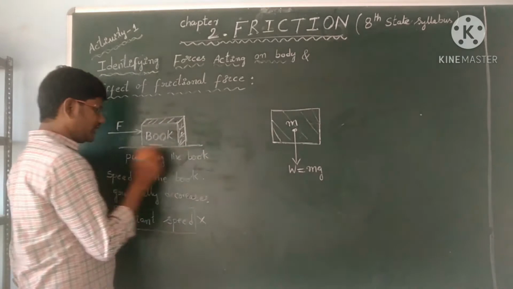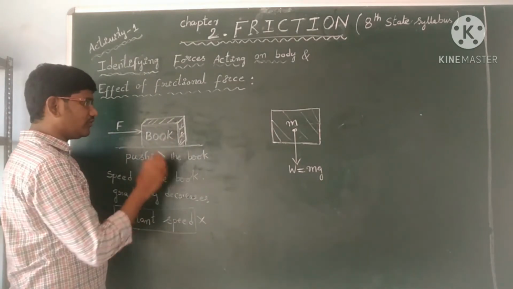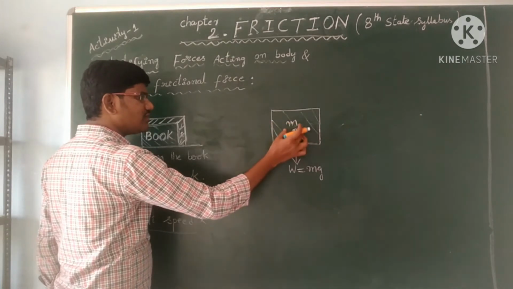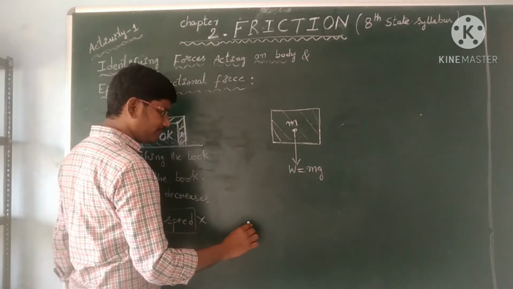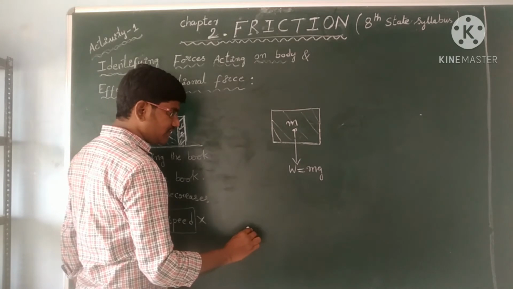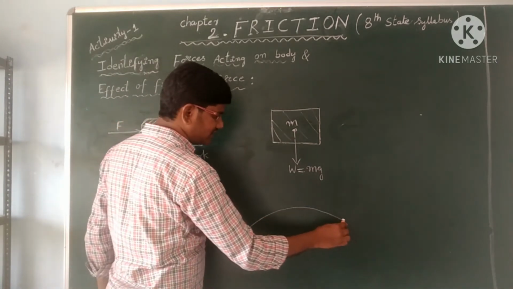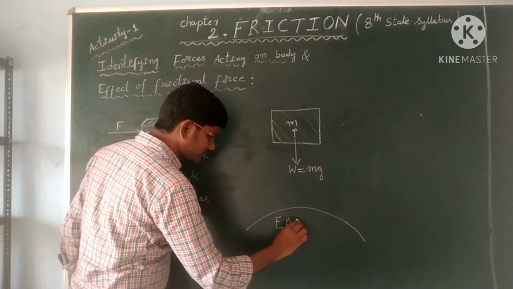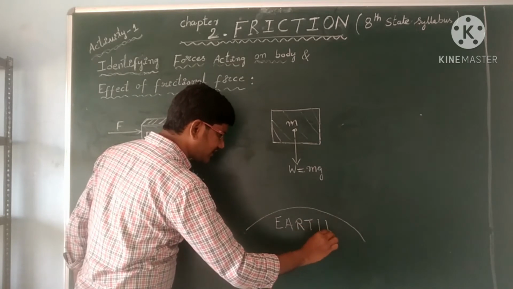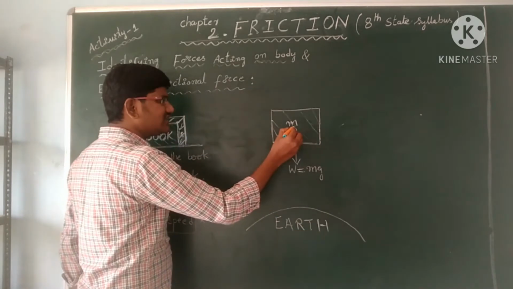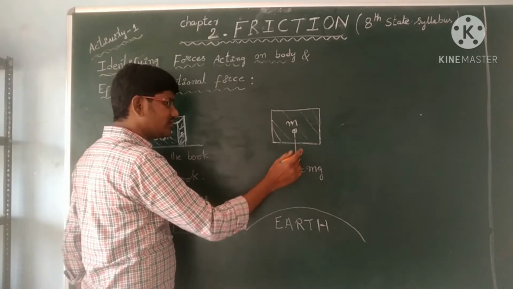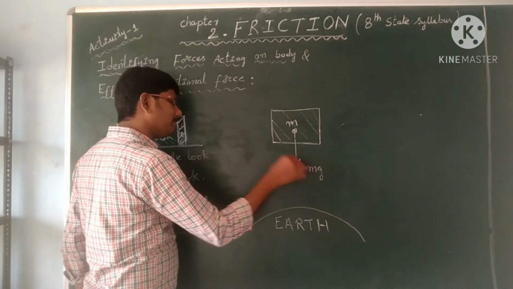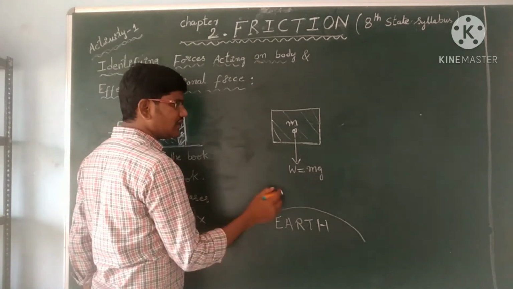But the book is not going down. The book is on this horizontal floor, and this book has some mass. It has mass means it is attracted by, what is that children? It will be attracted by the Earth. So the Earth will attract this book. When the Earth is attracting this book, it will have some attractive force towards the Earth, that is called mg.